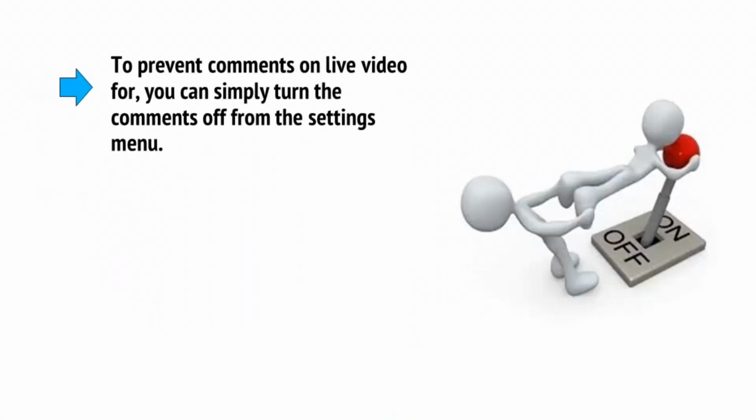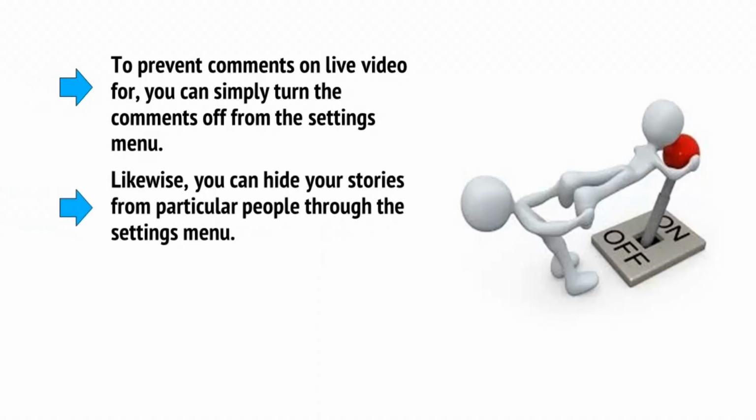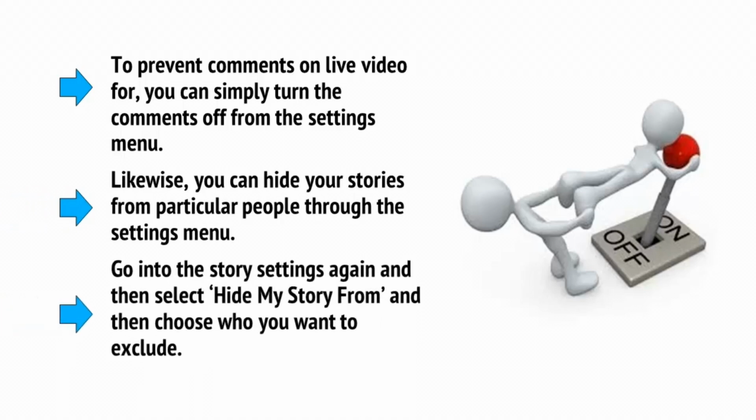To prevent comments on live video, you can simply turn the comments off from the settings menu. Likewise, you can hide your stories from particular people through the settings menu. Go into the story settings again and then select Hide My Story From and then choose who you want to exclude.